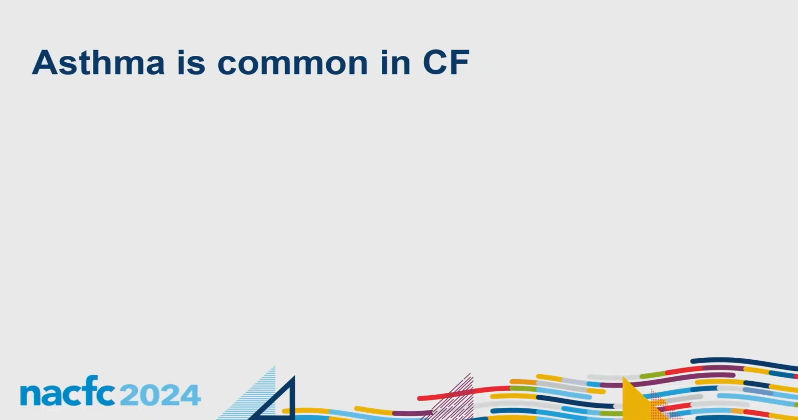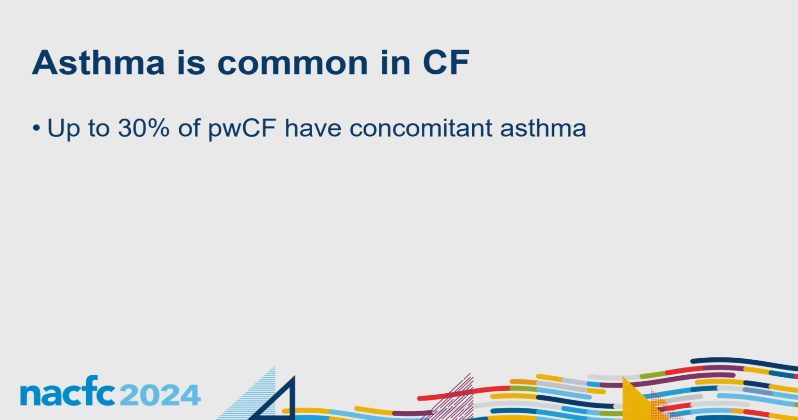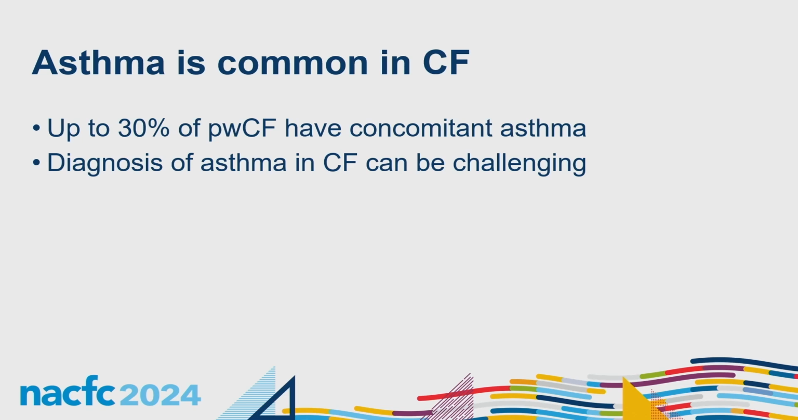I'd like to start out by positing something: asthma is common in CF. Up to 30% of people with CF have concomitant asthma, and it's probably higher than that in adults. But we don't really know the full numbers because diagnosis of asthma in CF can be challenging, due to significant overlap in the signs and symptoms of the disease and the lack of a gold standard for diagnosis of asthma in someone who has another muco-obstructive lung disease. For a lot of those reasons, the optimal management of asthma is uncertain.